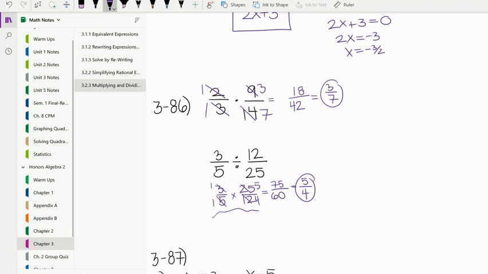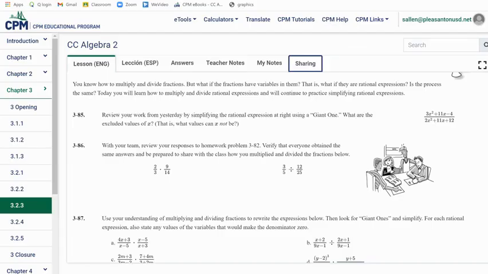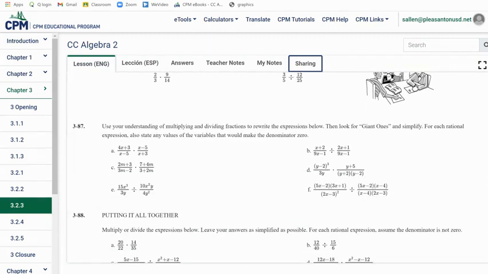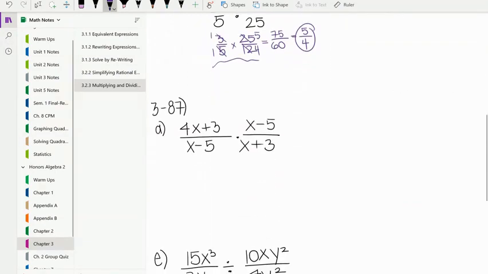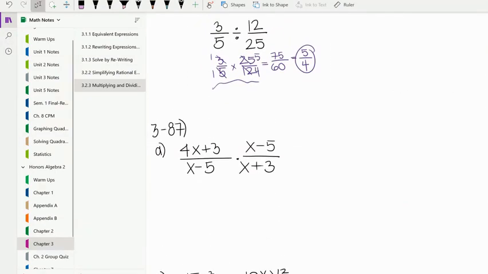All right, so now we are going to look at problem 87. So it says, use your understanding of multiplying and dividing fractions to rewrite the expressions below, then look for giant ones and simplify. So giant ones are just where we can reduce it to 1. For each rational expression, also state any values of the variables that would make the denominator 0. Okay, so looking at A, we'll start this one together.